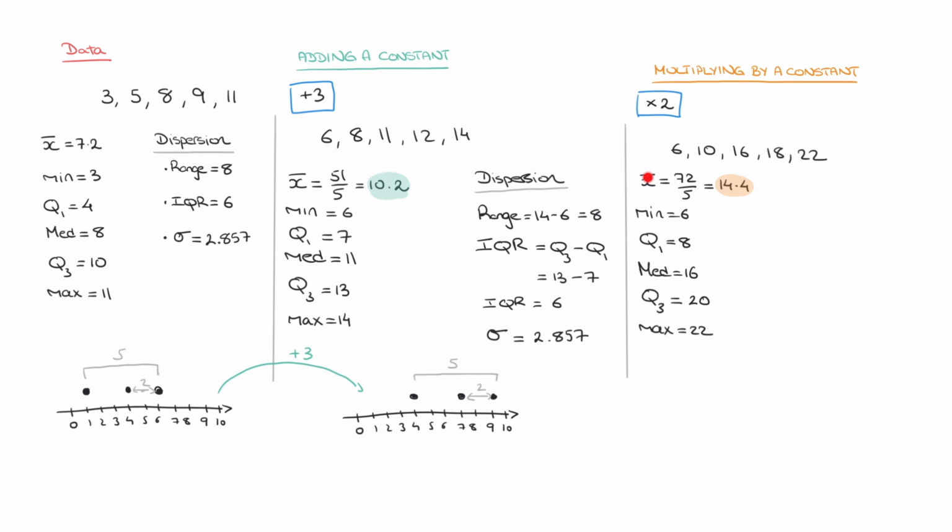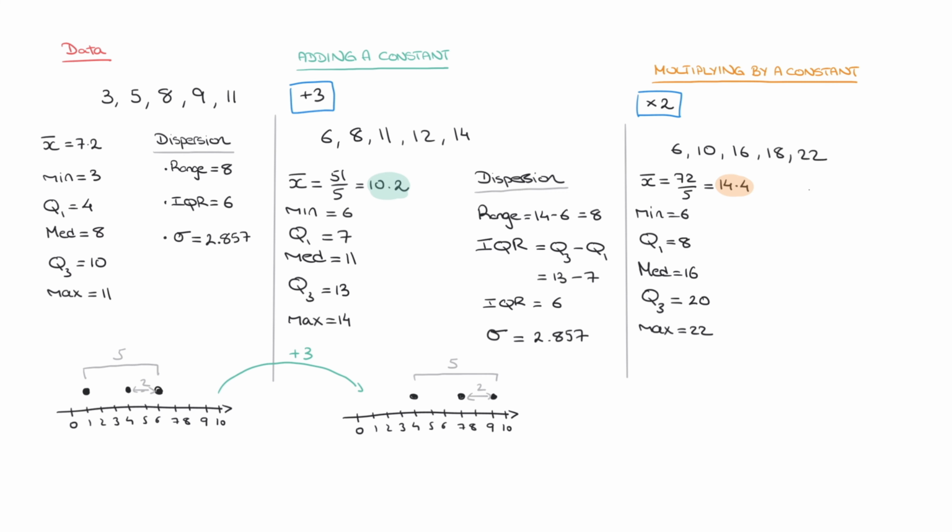And what's worth pointing out here is that each of these statistical measures is simply equal to 2 times the values we started off with. Indeed, 14.4 is 2 times 7.2, the 6 we have here is 2 times 3, the 8 we have here is 2 times 4, and so on and so forth. So when we multiply all the values in our list of data by a number, like 2, then all of these statistical measures are also multiplied by that value.